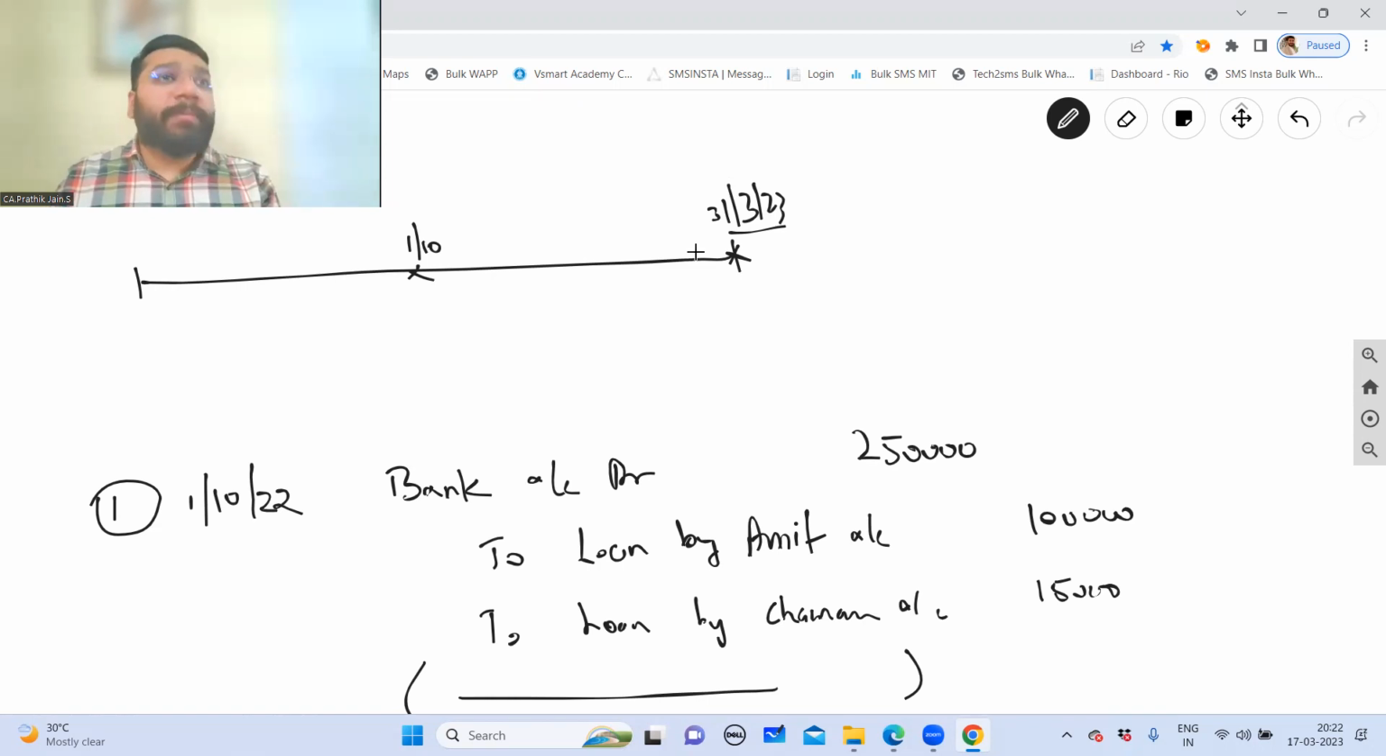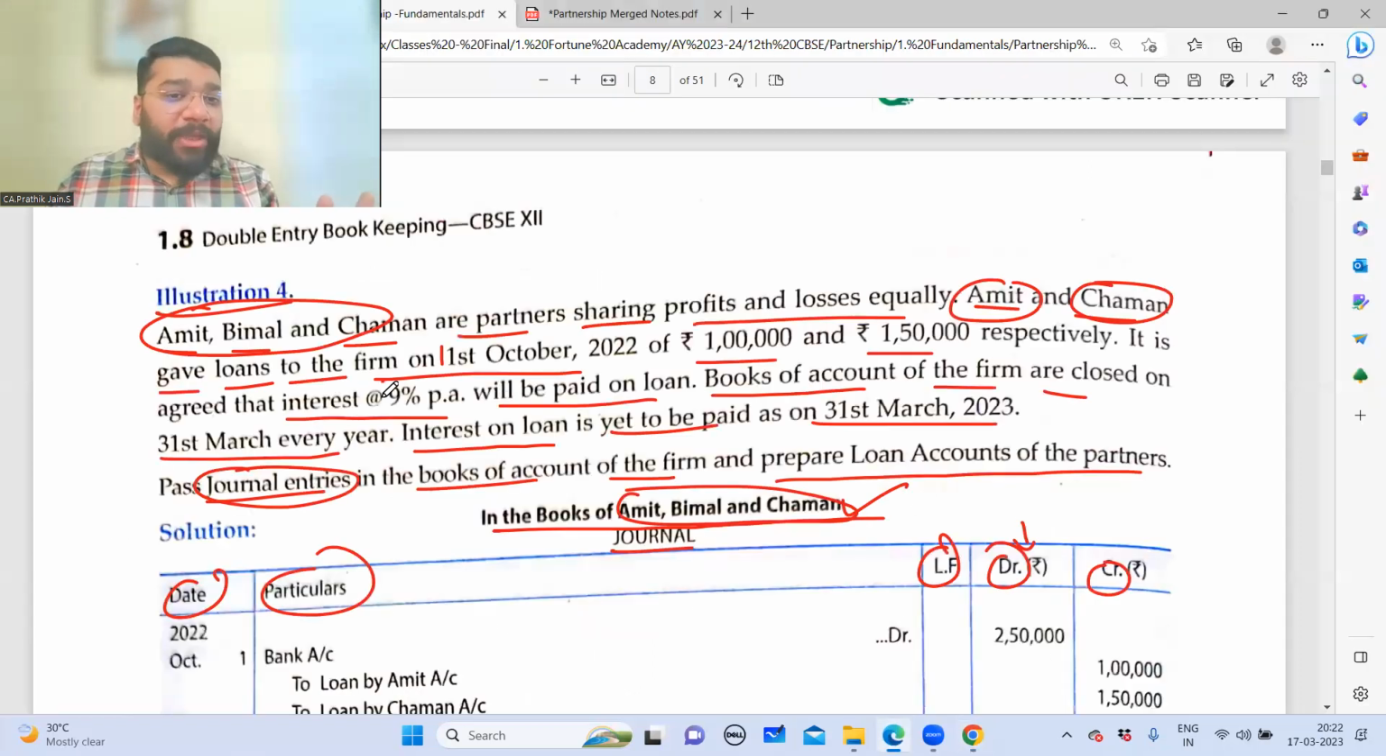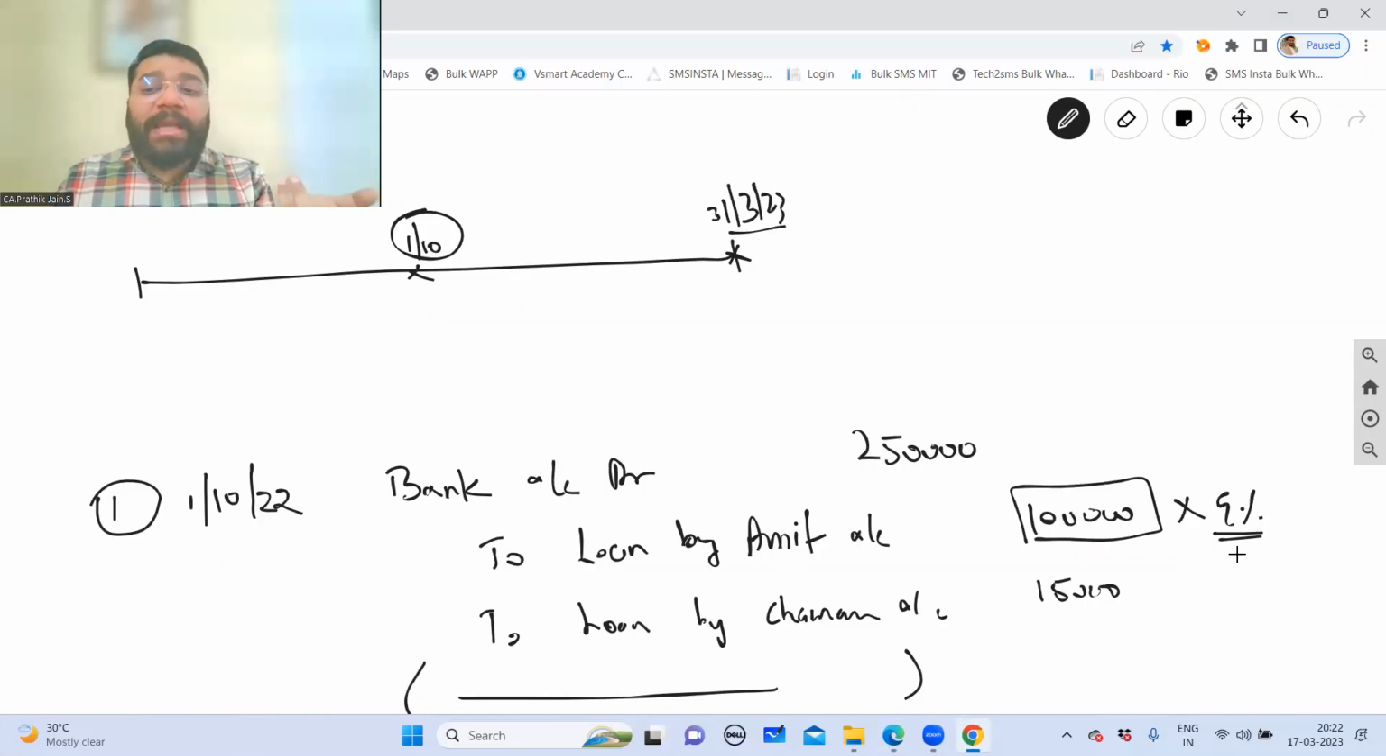One mistake people make here is that when they calculate the interest, they directly apply 1 lakh into 9%. But what you fail to understand is this loan is given on 1/10. Interest you will pay only for the period you enjoyed the money. 9% is per annum, and per annum is equal to 12 months. So 1 lakh into 9 by 100 will give you interest for 12 months.